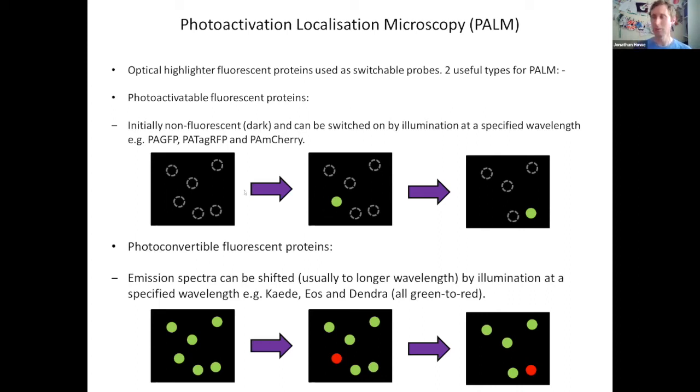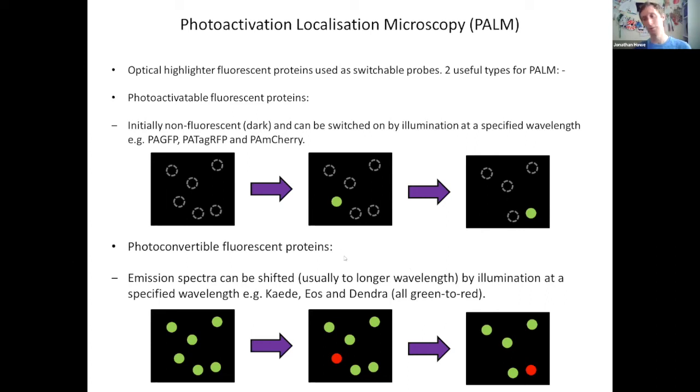And the idea here is that we just wish to switch on a very small subset of the molecules in the field of view in any frame. And then we image them, get as many photons as we can out of them within the integration time of the camera, and then hopefully they bleach, and then in the next frame maybe another PAGFP molecule will become activated and can be imaged and localized. And we just repeat this process for many thousands of frames.